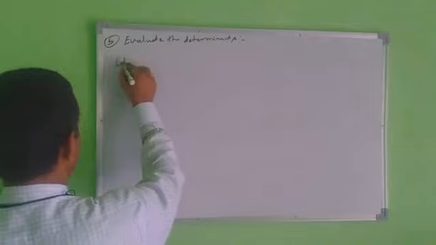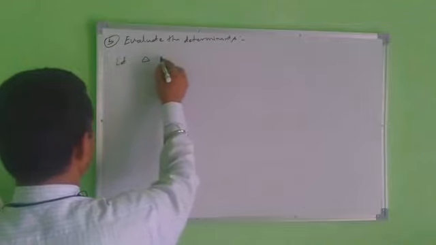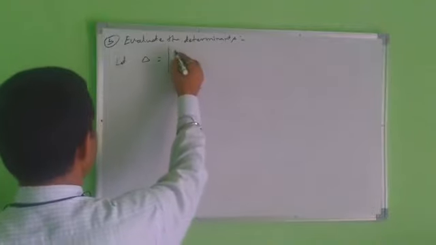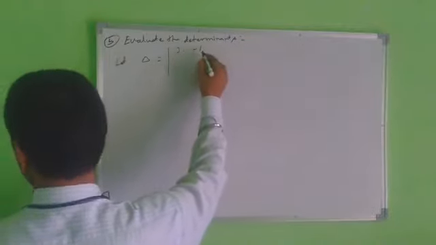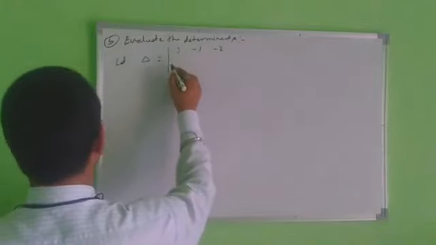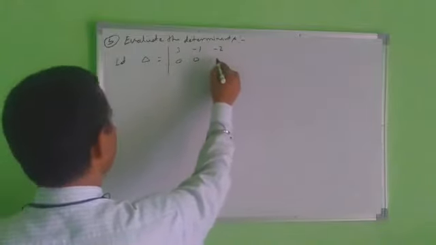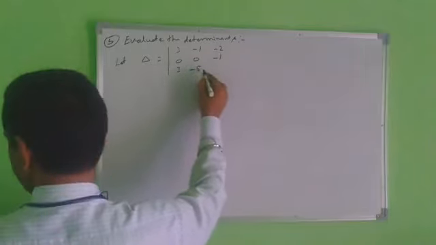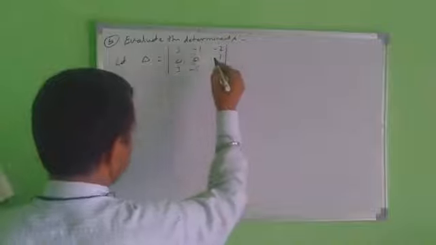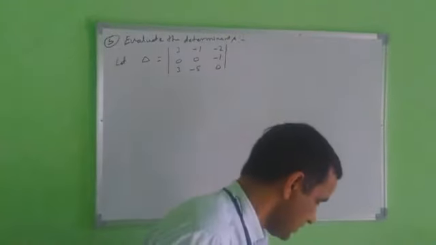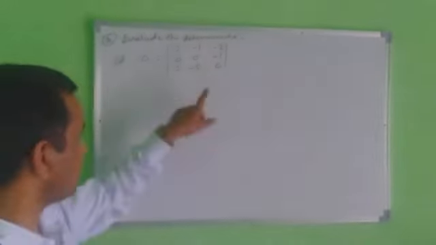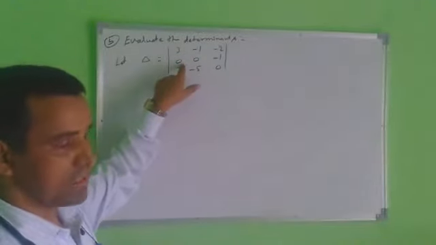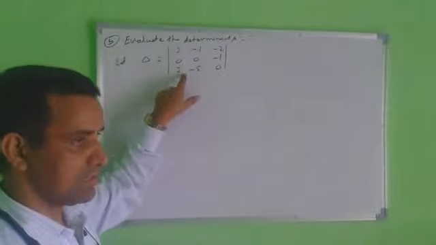Suppose the first part is given. Let del equal, I am directly writing the determinant: 3, minus 1, minus 2, 0, 0, minus 1, 3, minus 5, and 0. Now look here, I will discuss: suppose you expand along R1, what answer do you get? Suppose you expand R2, what answer do you get? Suppose you expand R3, what answer do you get?